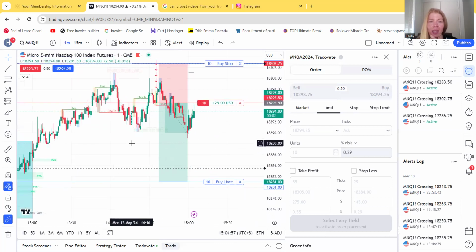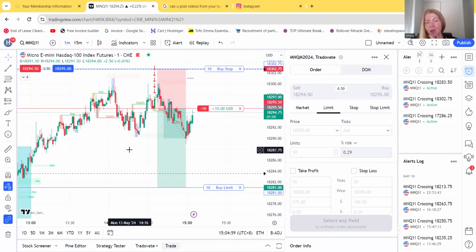We'll see what happens. But yeah, so that's the reason I'm in this trade. I haven't got a huge amount of risk. I'm only risking 145 on this trade, so if it gets stopped out, it's not a huge amount.